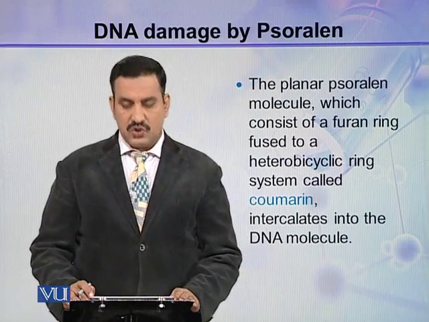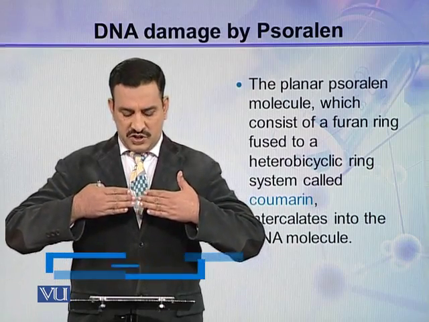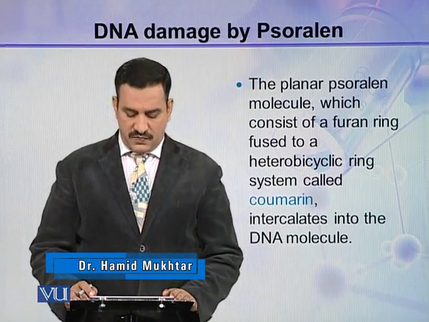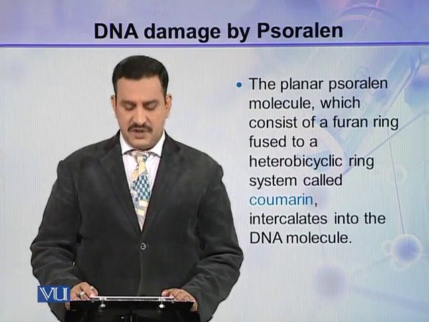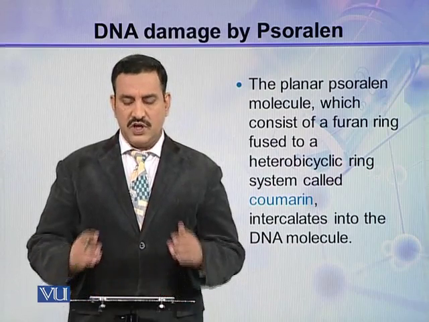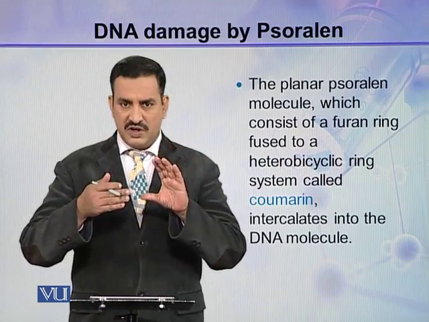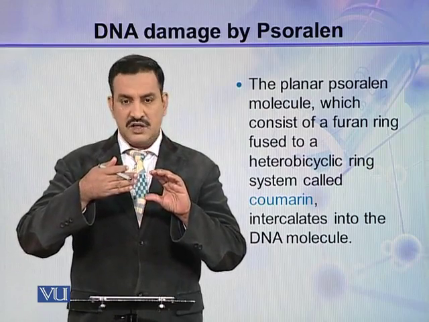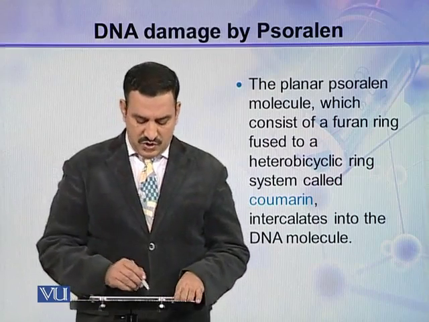The psoralen molecule is a planar molecule. It exists in a single plane, which consists of a furan ring fused to a heterobicyclic ring system called coumarin. It intercalates into the DNA molecule. So it is a planar molecule consisting of one furan ring and two more rings called coumarin, and these three rings intercalate into the DNA molecule.